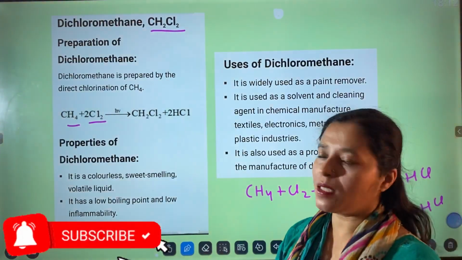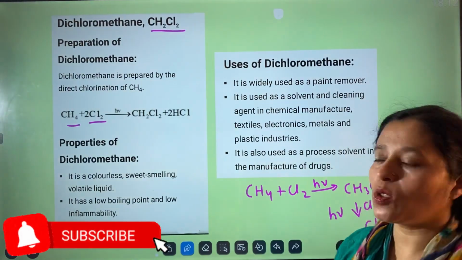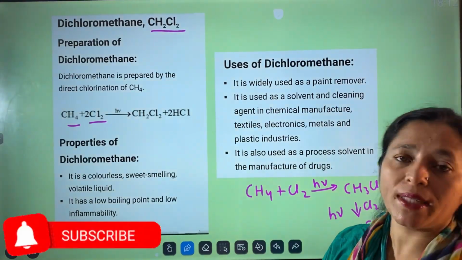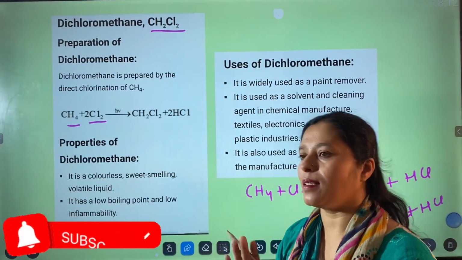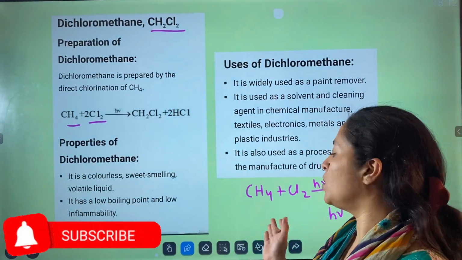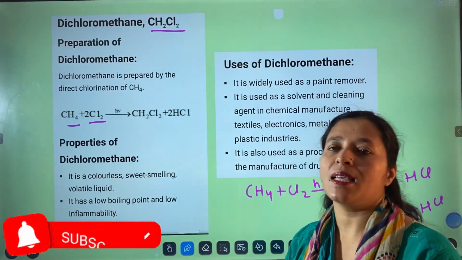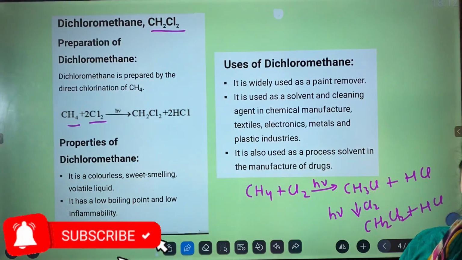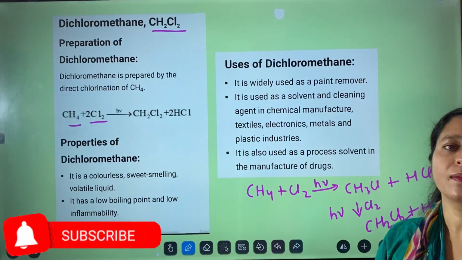So what are the properties of dichloromethane? It is colorless, sweet smelling, and it is volatile. Volatile means it is vaporized easily. It turns into vapor form easily. It has a low boiling point, low inflammability, and it is insoluble in water. It is not so much soluble in water.